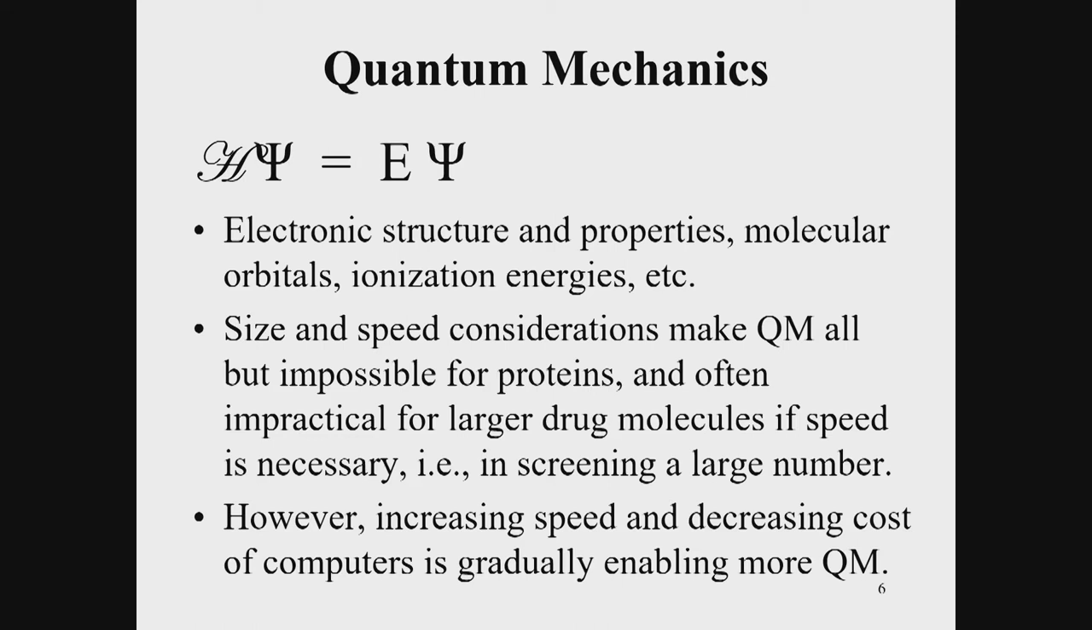But on the other hand, because we're interested in fairly large molecules, especially if we're interested in proteins, that makes the QM methods almost impossible. There's just not enough computer power available for us to use it. So it's impossible for proteins and very, very likely impractical for larger drug molecules if you want any level of speed, like if you're trying to screen a large number of molecules. However, I must say that as the speed and cost of computers keeps improving, we're gradually moving more and more towards a QM-based methodology for drug discovery.